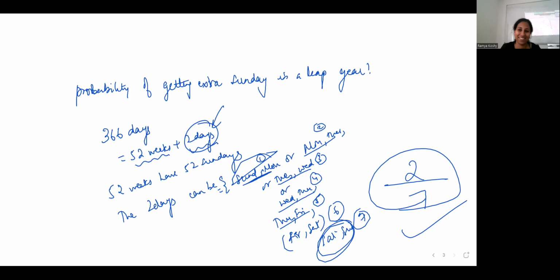Ma'am, is exercise 12.3 there in our syllabus? 12.3 is which chapter? Areas related to circles? No, no, it's not there.